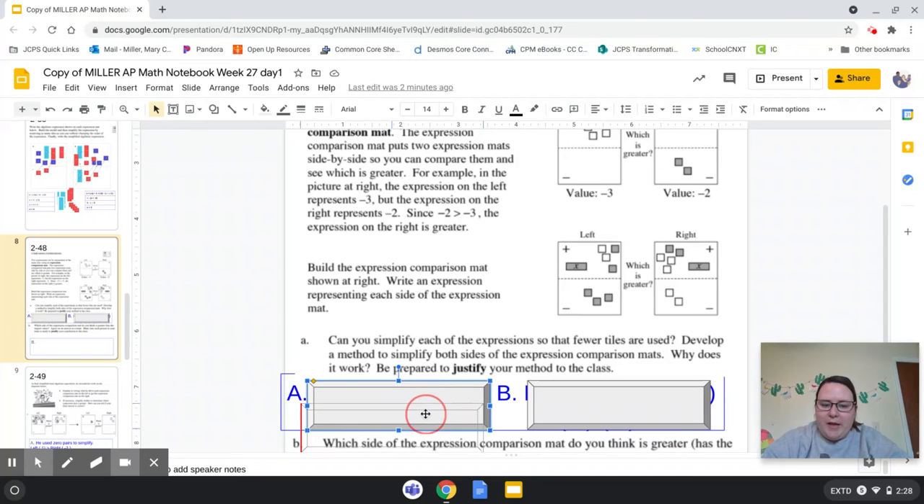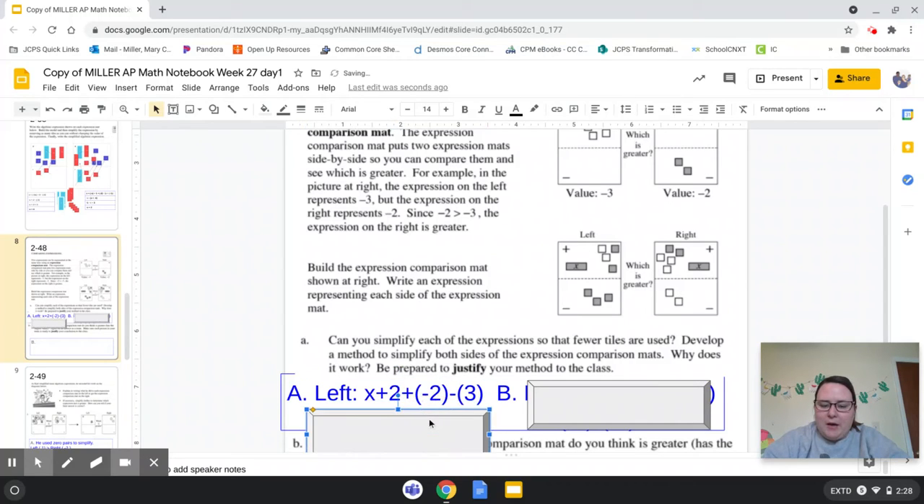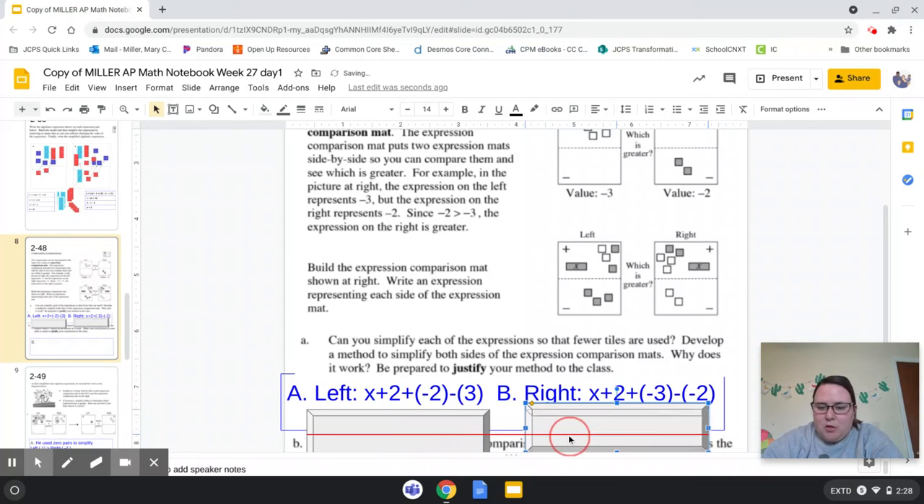Okay, so if we were to write this as an algebraic expression, we would represent it as x plus 2 plus -2 and the opposite of +3. Then on the right side, if we were to represent this as an algebraic expression, we would have x plus 2 plus -3, and then the opposite of -2 down at the bottom. Obviously, this needs a lot of zero pairs going on, so we have some zero pairs over here, some zero pairs over here, and then we obviously have to do some flipping as well.